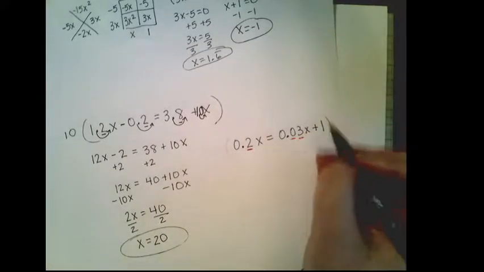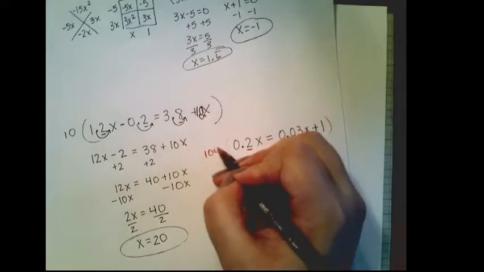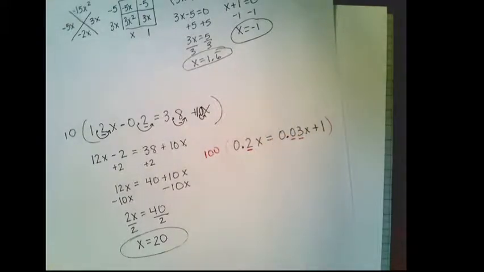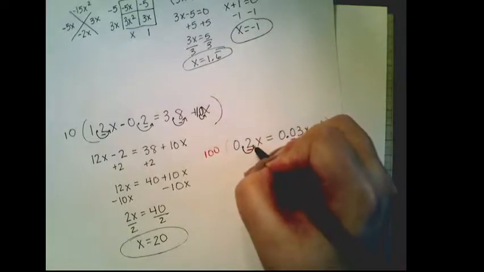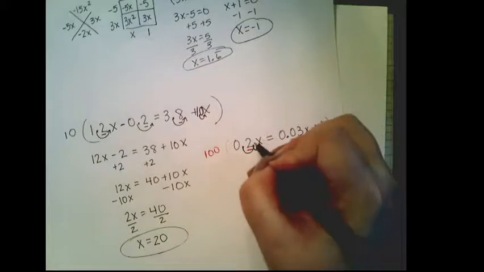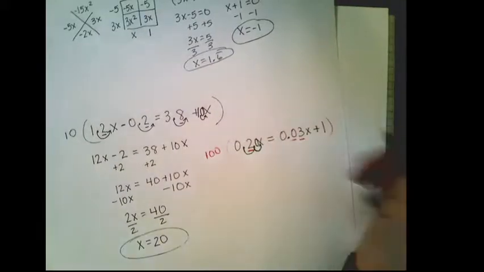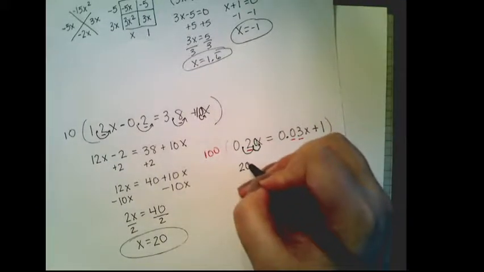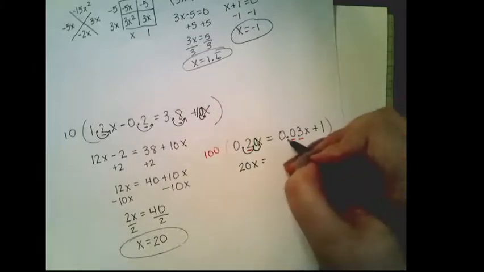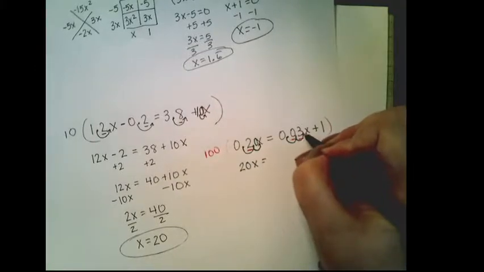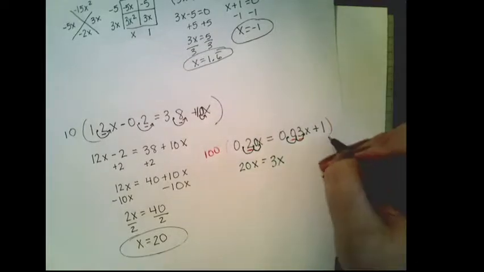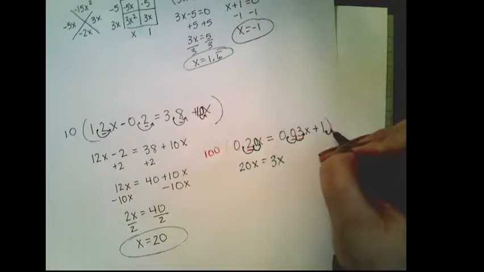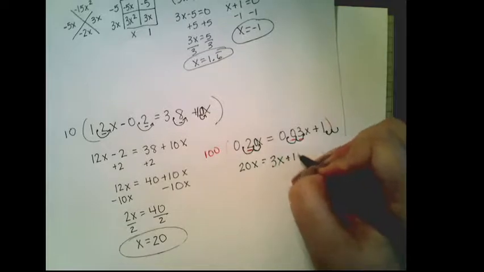So that means I need to multiply by 100. So that would move each of the decimals 2 places. So we have 1 and then 2. That second place becomes a 0. We have 20x. Okay, move it 2 places. 3x. And this 1, move it 2 places, plus 100.